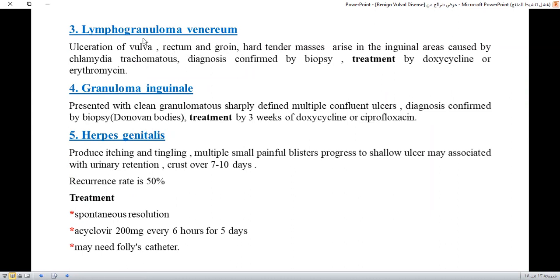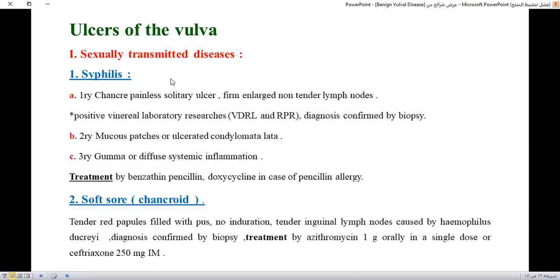Lymphogranuloma venereum. Ulceration, what will it include here? Vulva, rectum, groin. A tender mass arises in the inguinal area, caused by Chlamydia trachomatis, diagnosed by biopsy, treatment doxycycline or erythromycin. We are talking about the ulcers of the vulva. Sexually transmitted diseases include syphilis, soft sore, and lymphogranuloma.